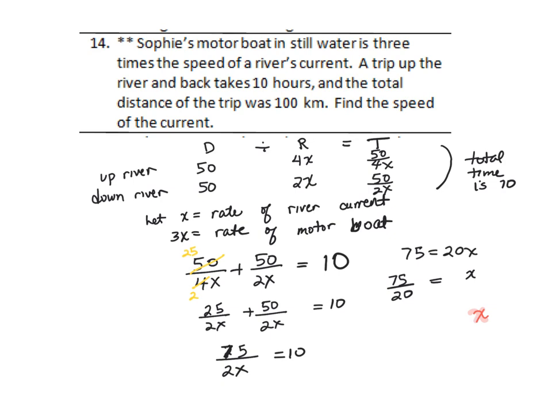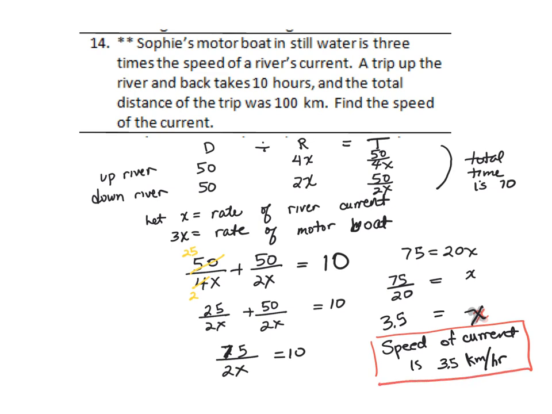Oops, wrong thing. Oh, I have the pen. Okay, x equals 3.75. So the speed of the current is 3.75 kilometers per hour. And of course, Sophie's rate would be 3 times that number with the speedboat in still water.